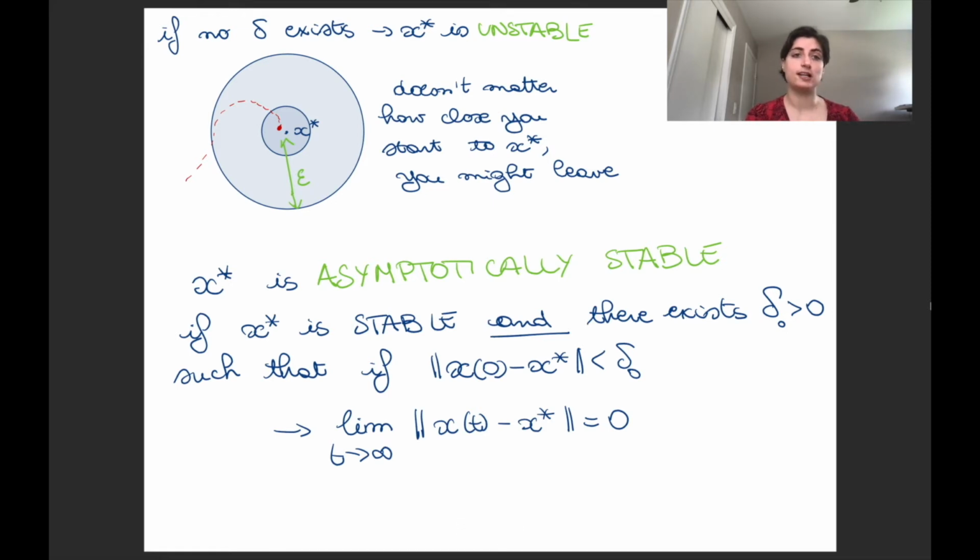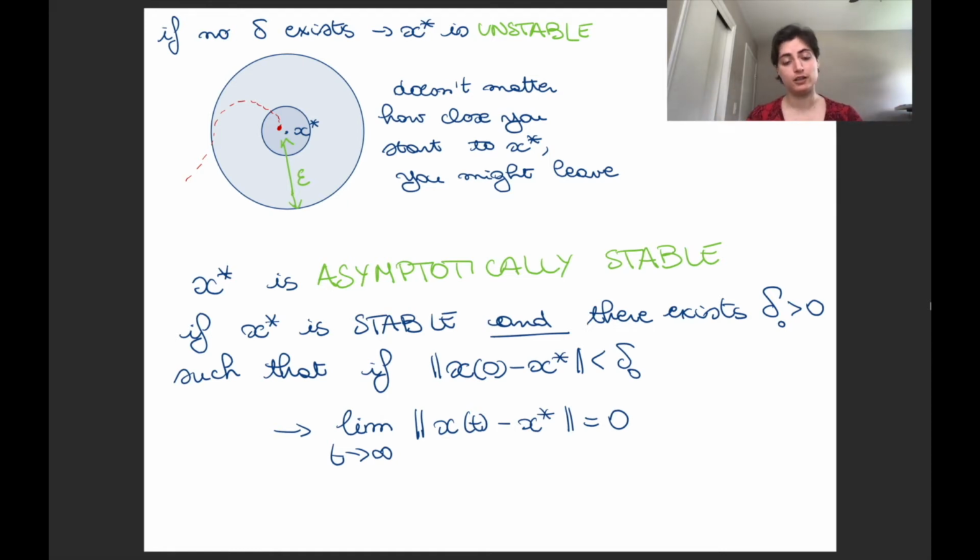If no such delta exists, then x star is unstable. That means it doesn't matter how close you start to x star, at some point you're going to leave the ball of radius epsilon. Notice that not everything in the center ball needs to be leaving, but it means we cannot find a ball in which all the points stay nearby. Some of it will leave. Some we don't know and we don't really care. If some of them are leaving, then x star is unstable.